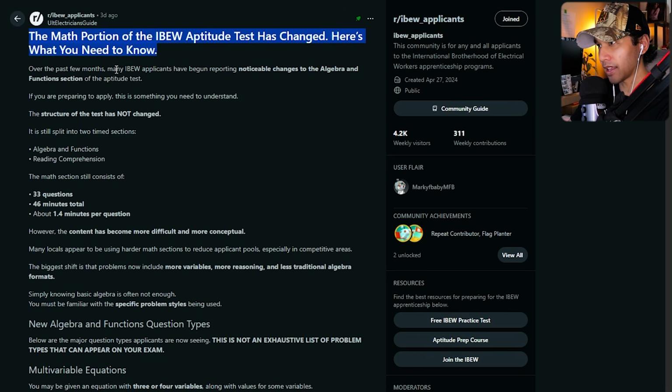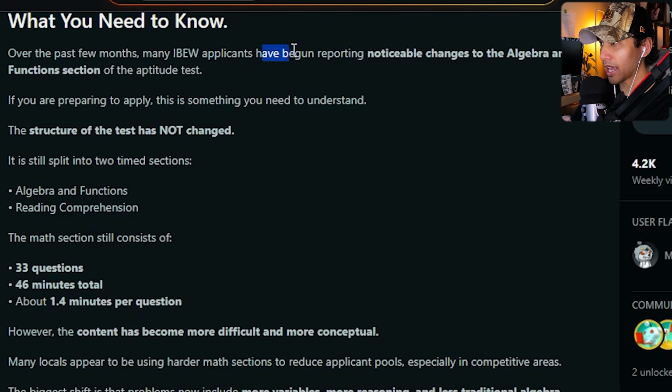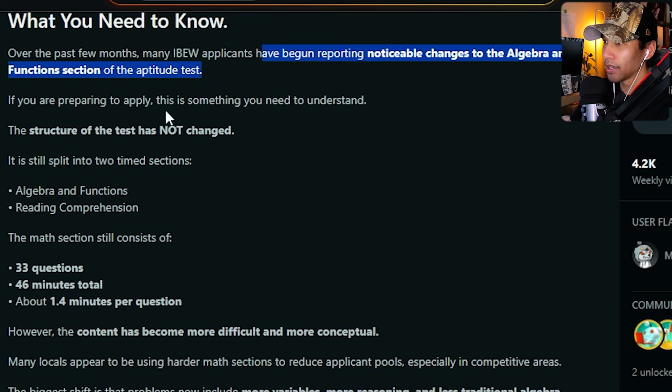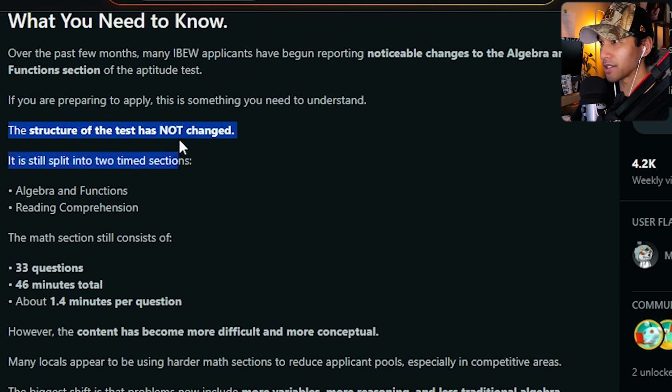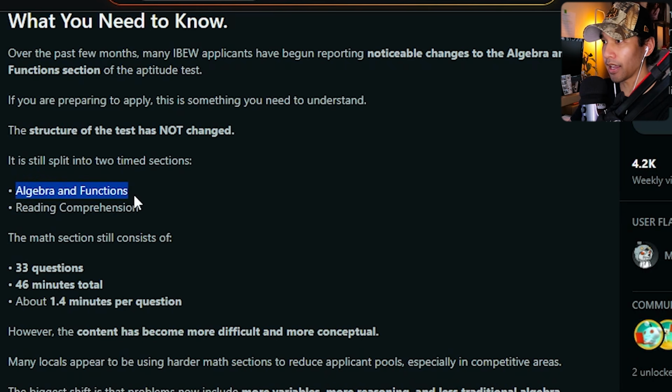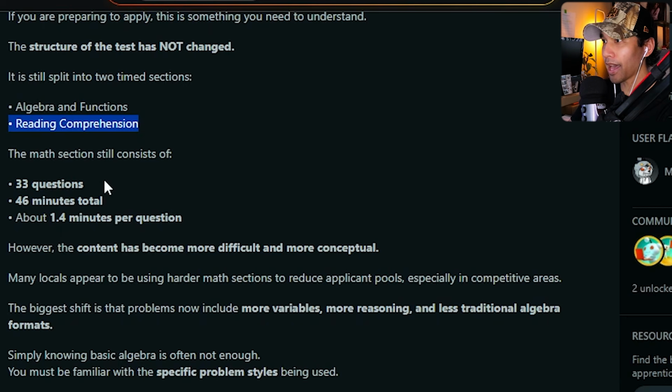They said IBEW applicants have begun reporting noticeable changes to the Algebra and Functions sections of the Aptitude Test. What they also said was the structure of the test hasn't changed. So the test you will be taking will have Algebra and Functions and the reading comprehension part, so 2 sections still. The math section will have 33 questions, 46 minutes total, and 1.4 minutes per question.